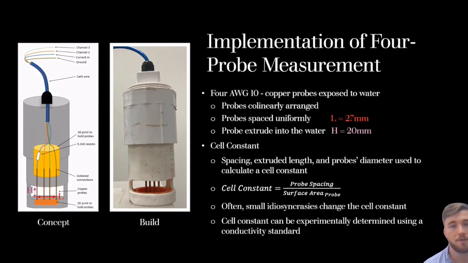It's also important to note that the probes will extrude out into the water. That's very intuitive, but it's important to note that the extrusion distance is going to affect things like the cell constant, where, going back to the previous slide, you see how this might affect things like current flux or equipotential lines. So again, this is just a reiteration of how probe geometry is very significant in your electrical conductivity sensor setup.